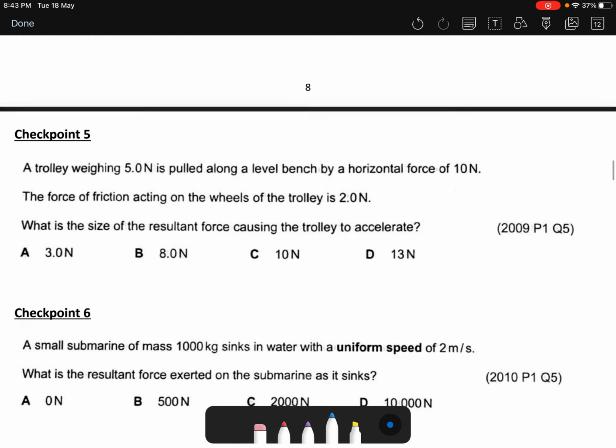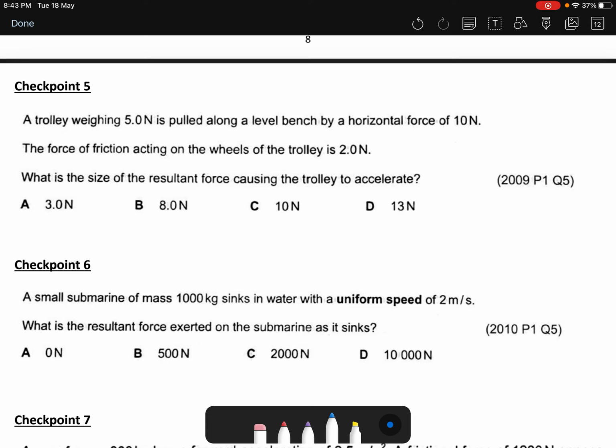Okay, let's go to checkpoint 5, which is a 2009 O-level question. So a trolley weighing 5 Newton is pushed along a level bench by a horizontal force of 10 Newton. So this is 10 Newton, and we have a weight of 5 Newton, right? So the force of friction acting on the wheels is about 2 Newton. So this is 2 Newton right here. Okay, what is the size of the resultant force causing the trolley to accelerate?